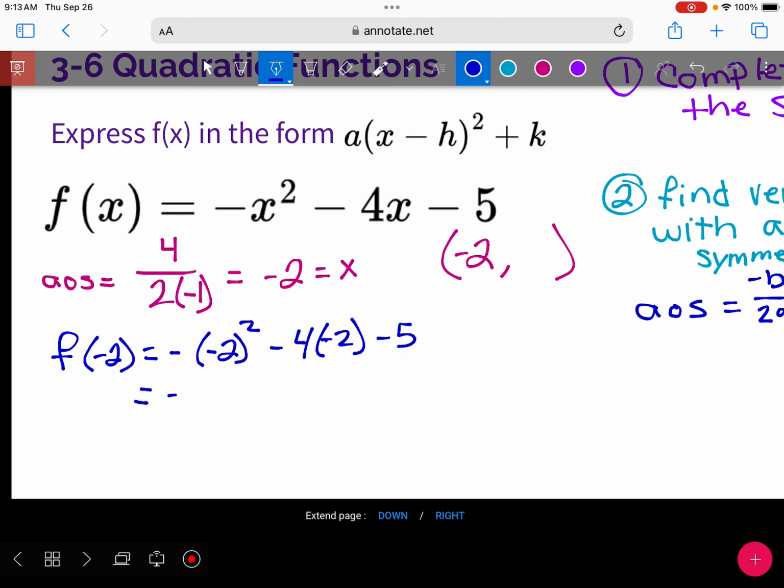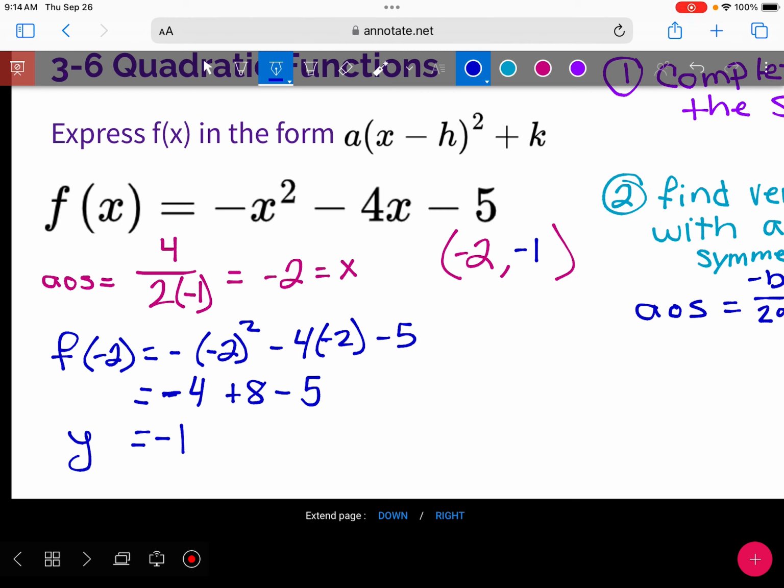-2 squared gives me 4. Minus 4 times negative 2 gives me plus 8, minus 5. So we have negative 4 plus 8 minus 5. Negative 1. So my k is negative 1. This tells me my y value of my vertex, which is my k. So we want to write this in my vertex form.